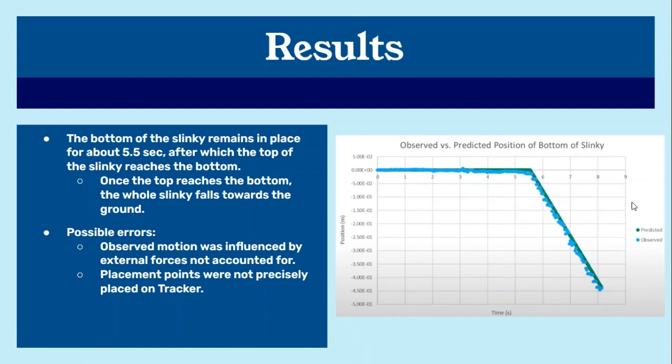The possible errors we could have in this experiment are that the observed motion was influenced by an external force not accounted for, or the points were not precisely placed on the tracker, which can cause some error in the graph.